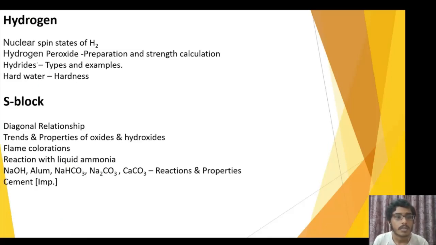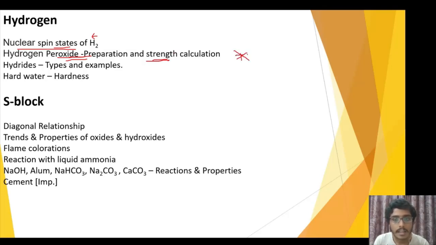Here, what is important is the nuclear spin of hydrogen. As you might be knowing, now this is, I guess, not in NCERT. So for this, you can refer to some other book. Now, hydrogen peroxide, this is in NCERT: the preparation of hydrogen peroxide, the reactions, and the calculation. Now, the strength calculation here, this numerical is given in an NCERT example only. So this is important, obviously.